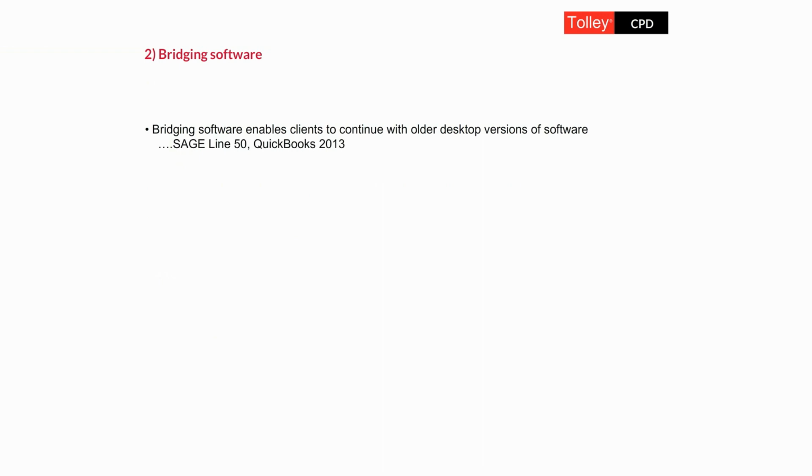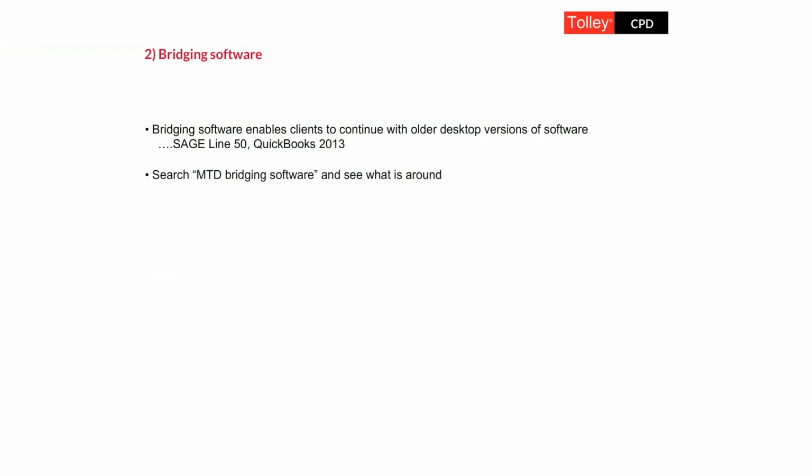If you've been quoted by Sage, for example, an upgrade to the latest Sage Cloud 50, for argument's sake, and the upgrade's coming in at a little bit too much for your liking, then just bridge it. Bridging is a simplified, cheap option to upgrading software.